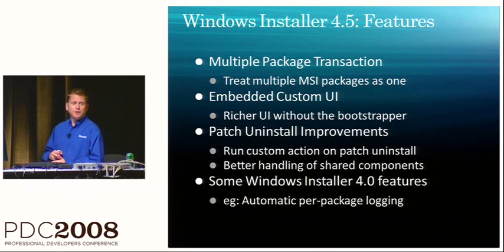So you get things like one UAC prompt, one reboot, one files in use dialog, one transaction set. If you're installing, say, several packages or patches even, and you get halfway through the transaction and one of those fails, it'll actually roll back the state to the beginning state. You can get one Add Remove Programs entry. There's a lot of interesting functionality in there.